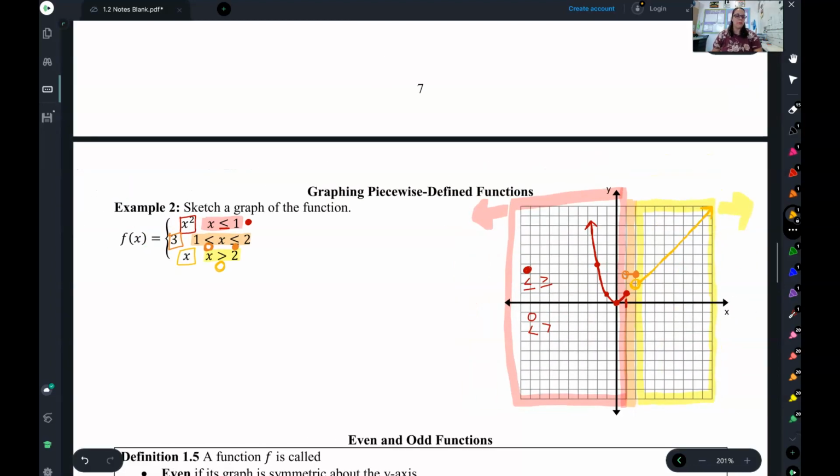There's your first piecewise function. In the next video, we're going to talk about even and odd functions, and that should just about wrap us up for 1.2.